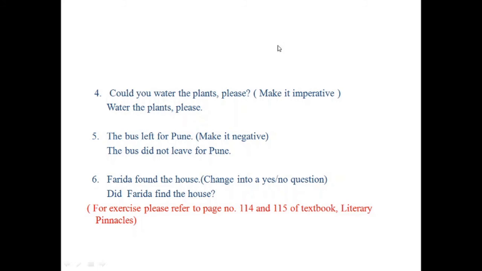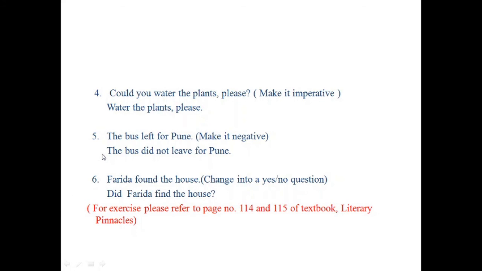The given interrogative sentence is making a request. This is a request making interrogative sentence. Could you water the plants please? And we have to make it imperative. And we get the imperative sentence as, water the plants please. This is an imperative sentence making a request.